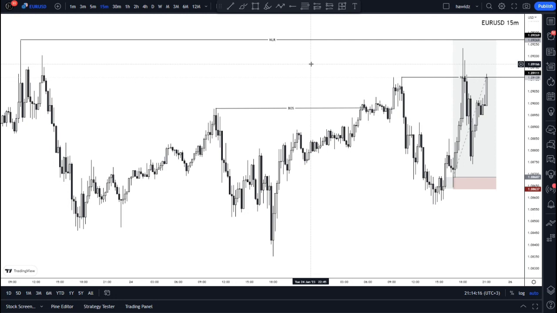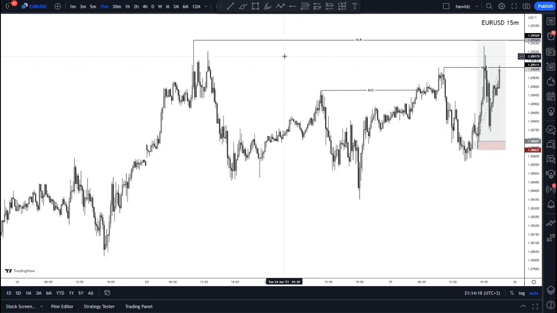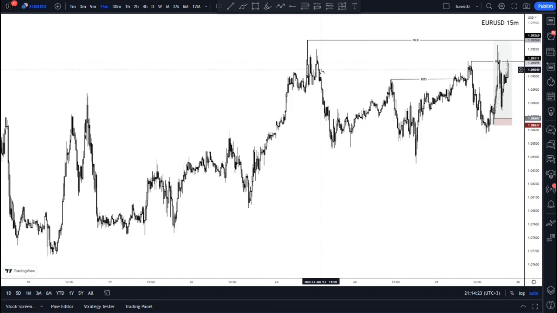On today's video, I would like to share this simple scalping strategy that I'm about to teach you, and it's an absolute next level strategy. Now let's get into it.